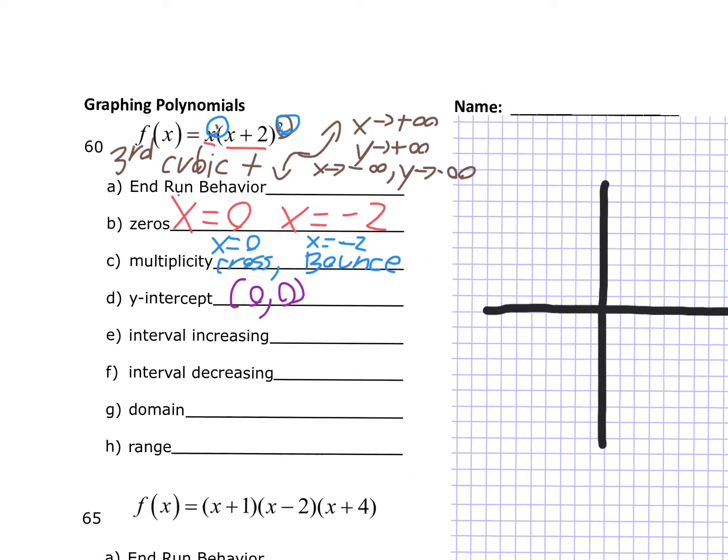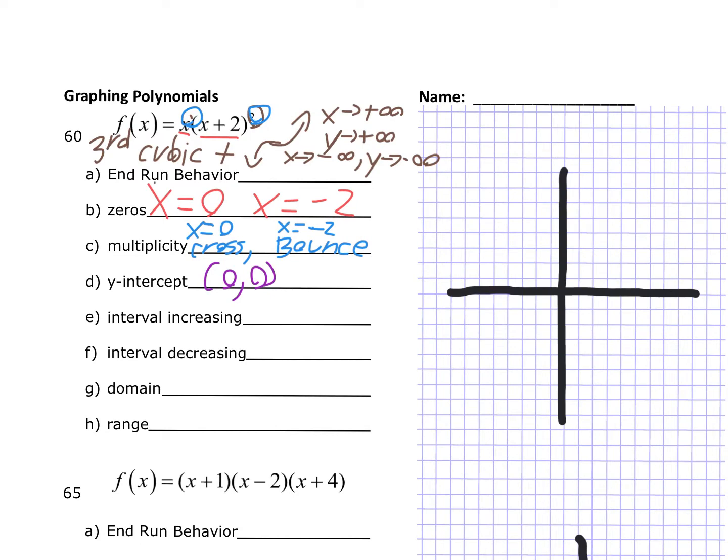I can now take this information and go to my graph to sketch out my function. So I know that I'm going to have x to positive infinity, y to positive infinity. So I'm going to be dealing with this quadrant up here, quadrant 1, and x to negative infinity, y to negative infinity, this quadrant down here in quadrant 3. I know that I'm going to have a 0 at x equals negative 2, and a 0 at x equals 0. My y-intercept is 0, 0, and at x equals 0, I'm going to cross. At x equals minus 2, I'm going to bounce back.